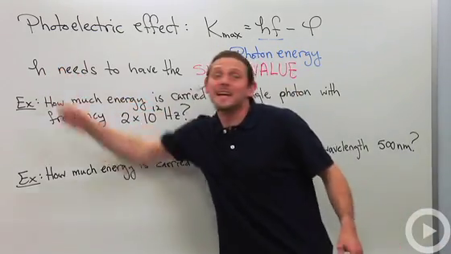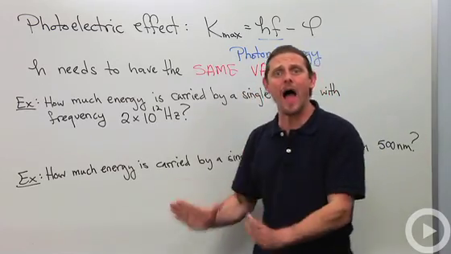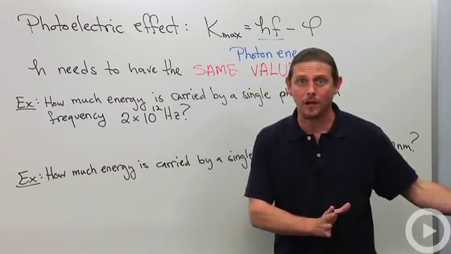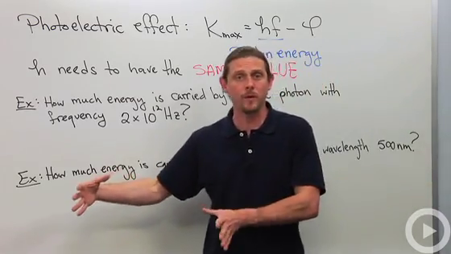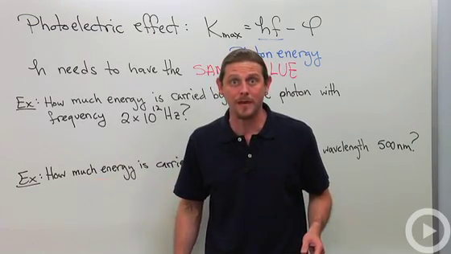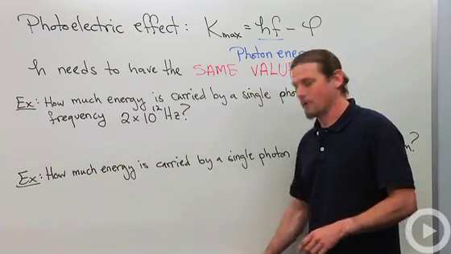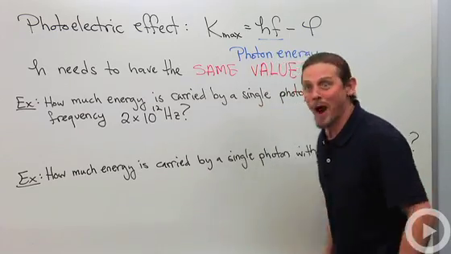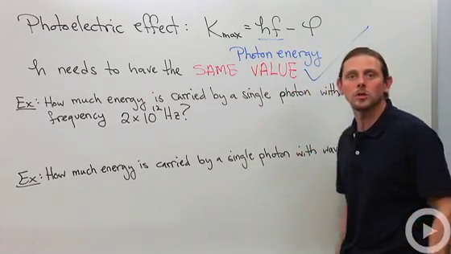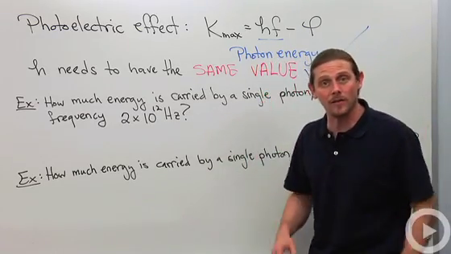So h needs to have the same value when taken from photoelectric effect data and when taken from blackbody radiation spectrum data. And you know what? When we do the experiments, it works. It gives you exactly the same value.